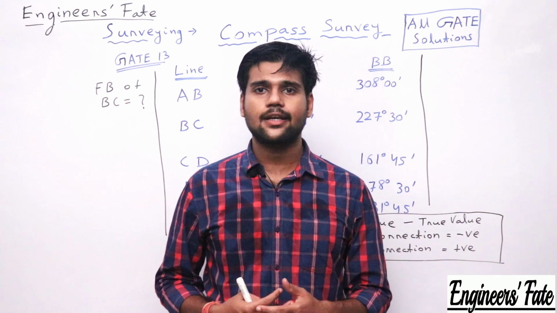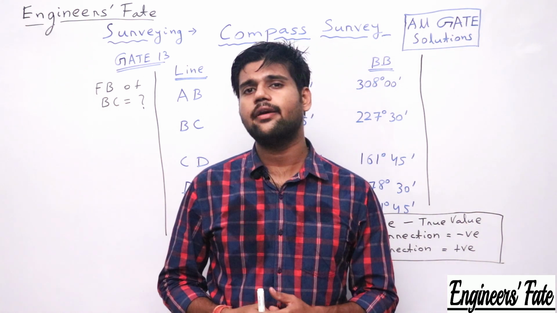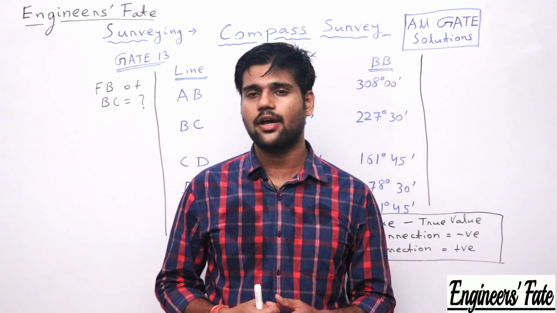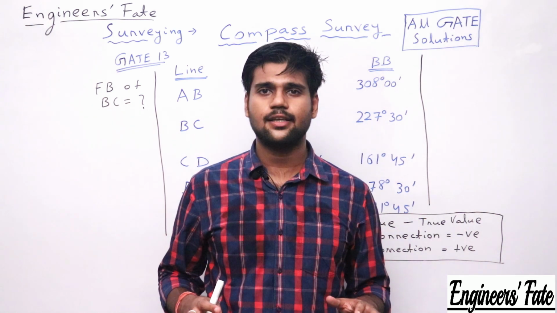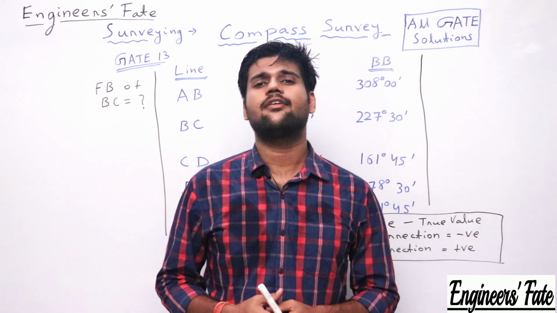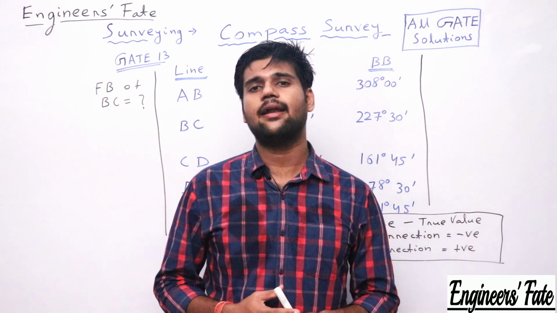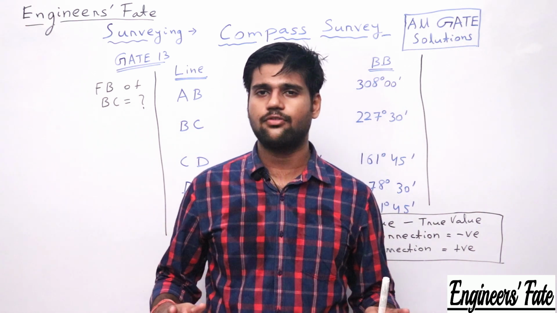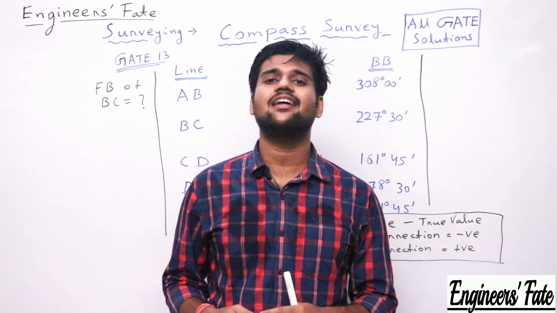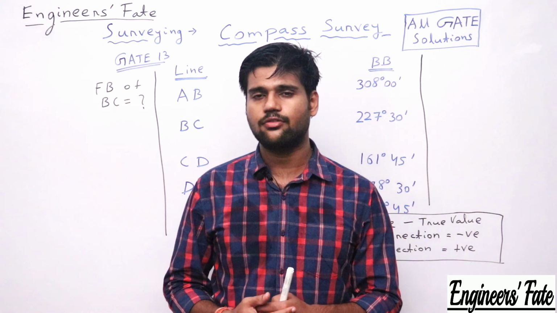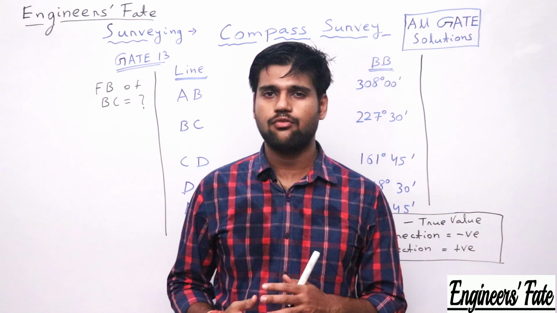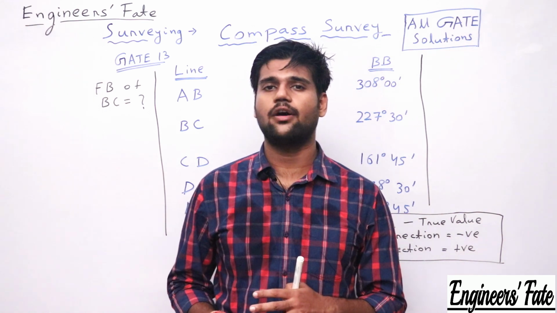So why does local attraction occur? If the difference between the forebearing and back bearing is not equal to 180 degrees, it means local attraction is present. If the difference between forebearing and back bearing equals 180 degrees, it means the stations are free from local attraction, so whatever readings I have taken from those stations will be correct.